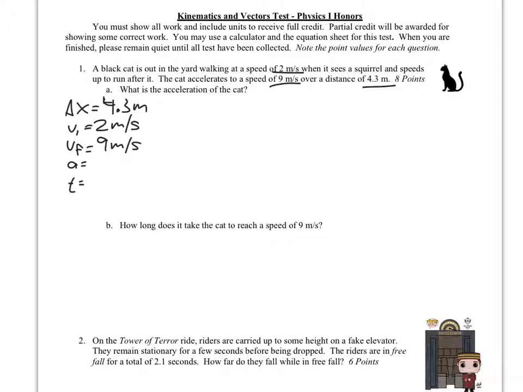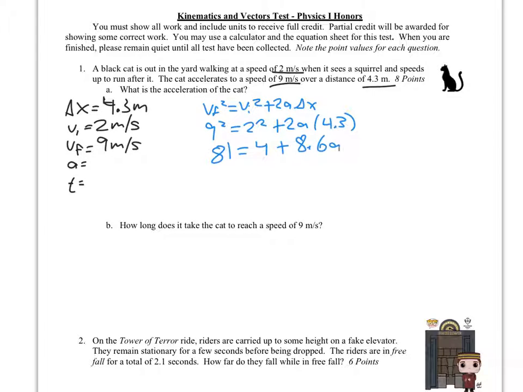We're then going to go ahead and set up our first equation here, which is going to be VF squared equals VI squared plus 2A delta x. So we have 9 squared equals 2 squared plus 2 times A times 4.3. So it ends up being 81 equals 4 plus 8.6a. And that's just because when these three things are multiplied together, we can multiply them in any order. So I'm just going to multiply the 2 and the 4.3 to get 8.6.